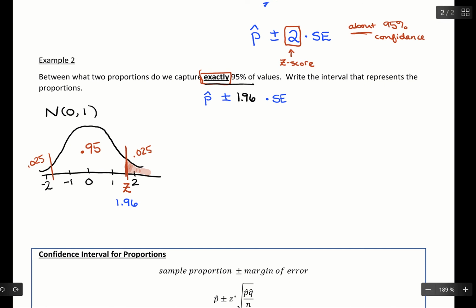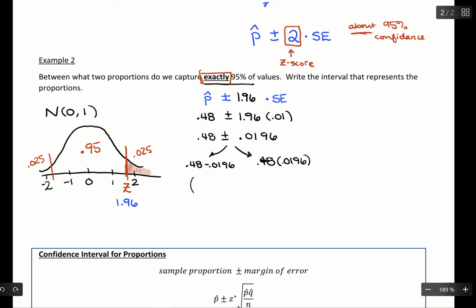So what we're going to do is take our 0.48 plus or minus 1.96 times that standard error of 0.01. For simplifying these, it's a good idea to completely simplify the right-hand side first. So we would take that 1.96 times 0.01, and then from there, separate into the subtraction and addition. So you're going to have 2 calculations, one where you subtract and one where you add. So the subtraction would give us our lower bound, which would be 0.4604.